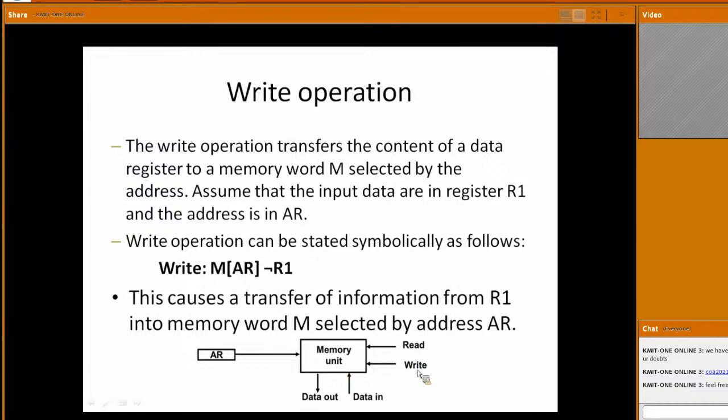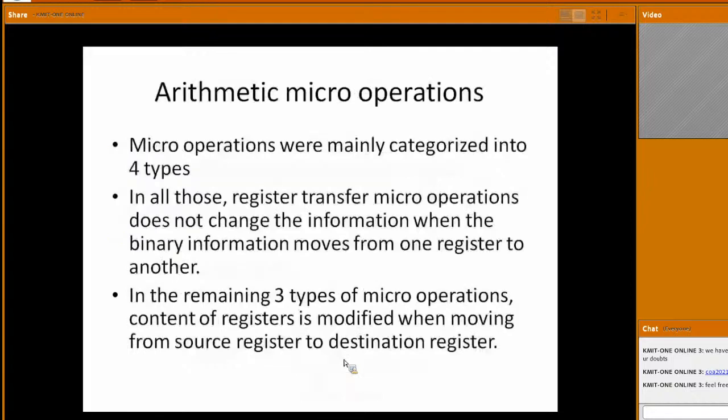So you will perform both read operation as well as write operation on this memory unit. When you are performing the read operation, the data will come out of the memory unit. When you are performing the write operation, the data will be written into the memory unit. These are the two main operations that can be performed on a memory unit of your computer system.